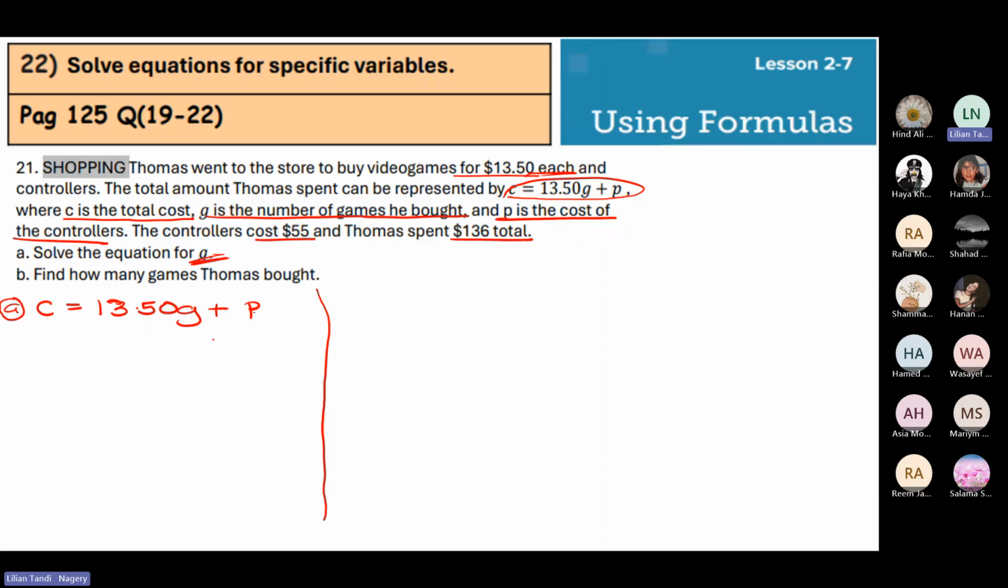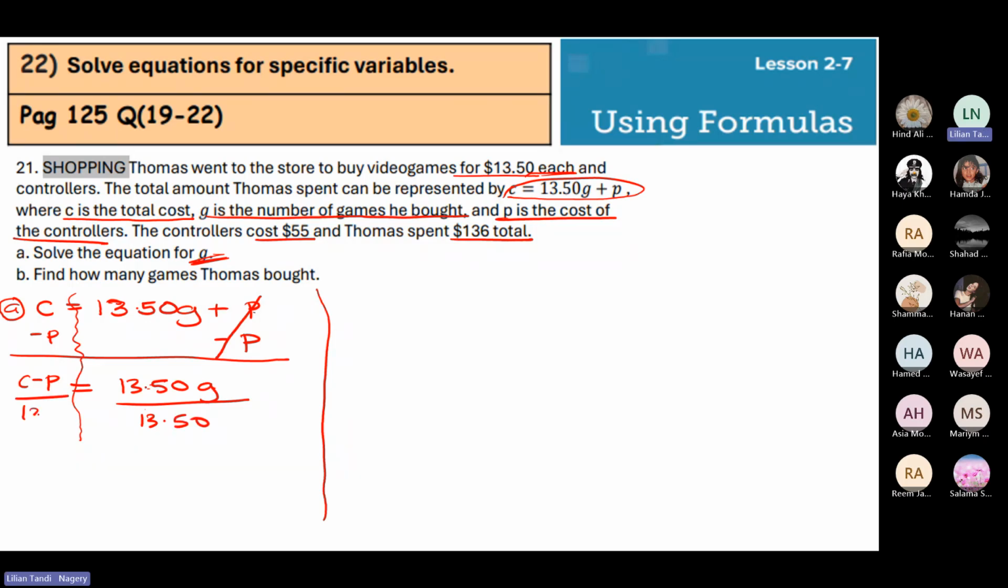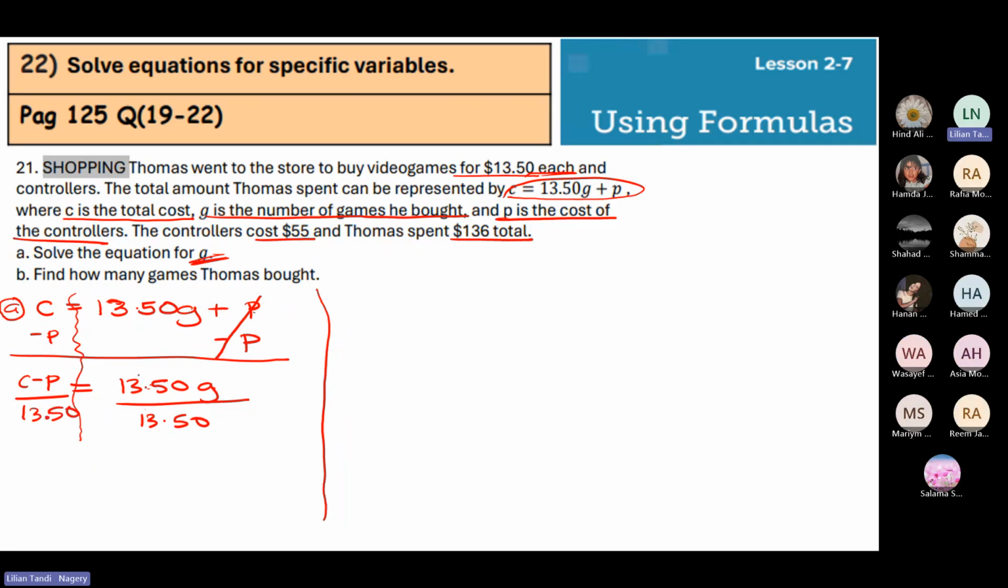So P has to go: minus P, minus P. Remember, here is your bridge. So this becomes 0. So you have C minus P equals 13.50 G. I want G, so 13.50 has to go. And because I am multiplying, I have to divide. So I will divide both sides by 13.50. So G equals C minus P divided by 13.50. And this is your answer for G.